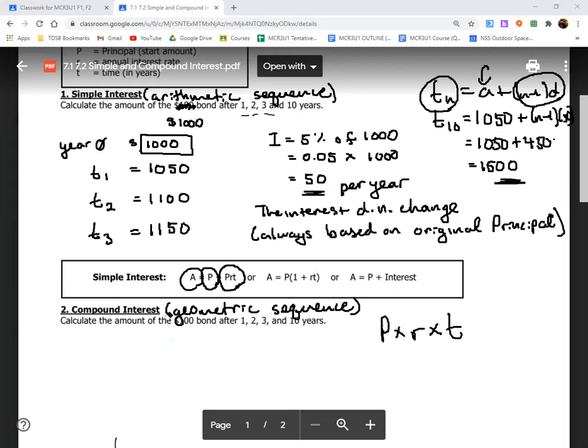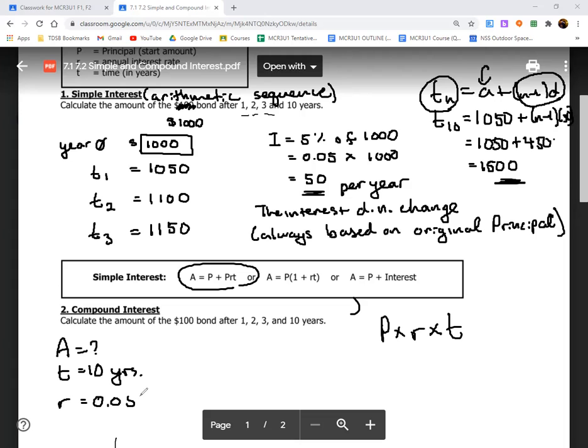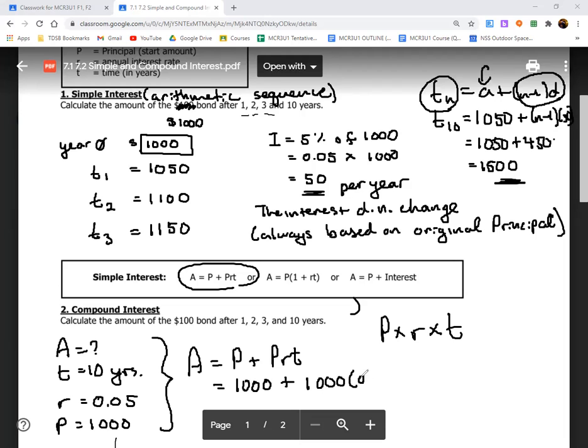Shall I show you? Let's erase this for a bit. Okay. Let's pretend we're using this formula. A is what I want to find after 10 years. T is 10 years. My R is 5%. And my principal is, I'm putting in $1,000. My final amount is P plus PRT, which is $1,000 plus 1,000 times R times T. That becomes 1,000 plus, put that in the calculator, you will get 500. The final amount is, again, 1,500. Same thing.